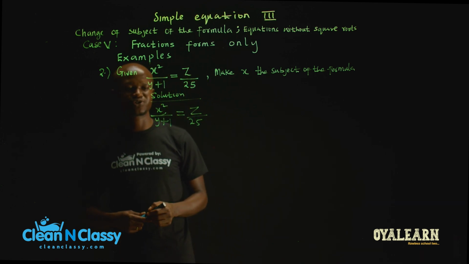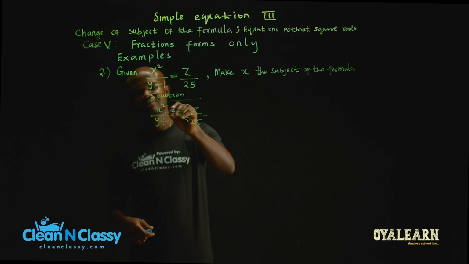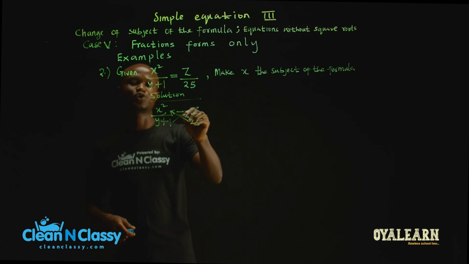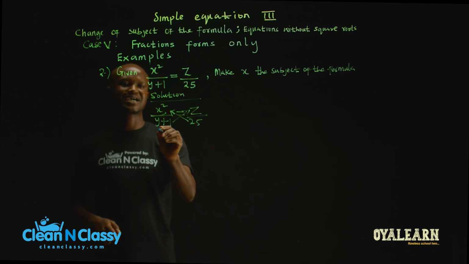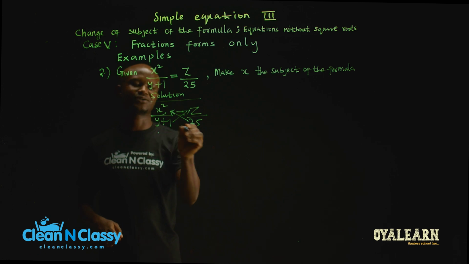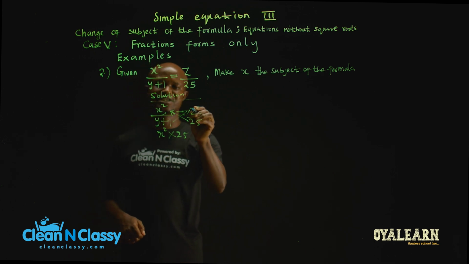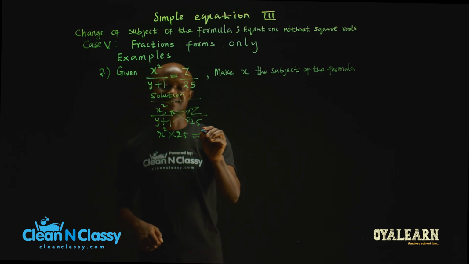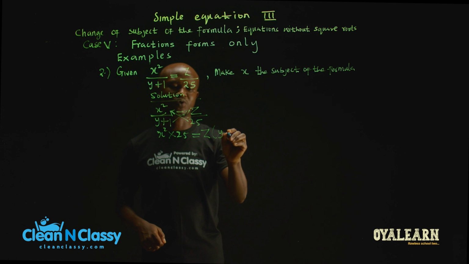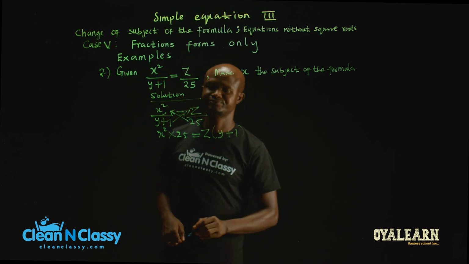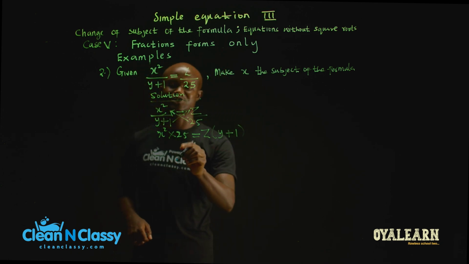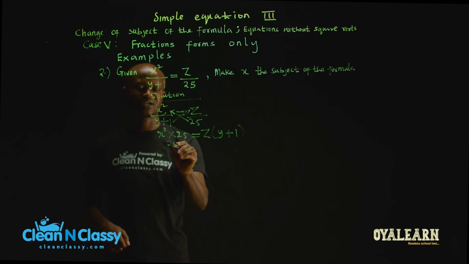So the first thing to do is to cross multiply. By cross multiplying, what do we have? We have x squared times 25 first, then this will times this. We have z into bracket y plus 1. Now, x squared times 25 is 25x squared.